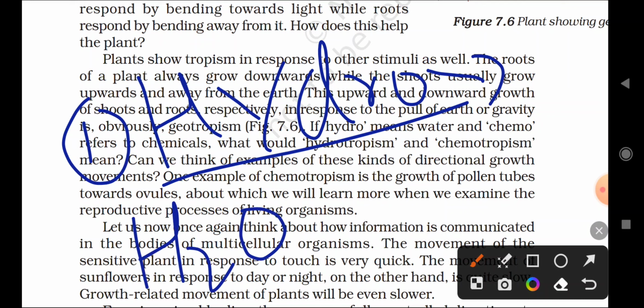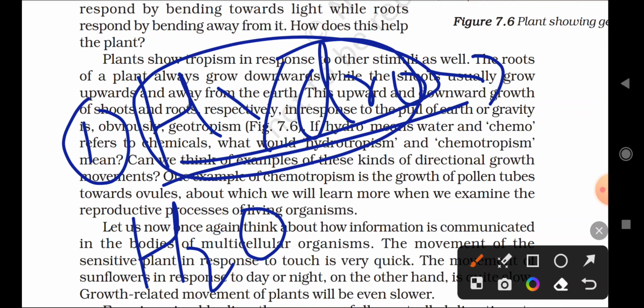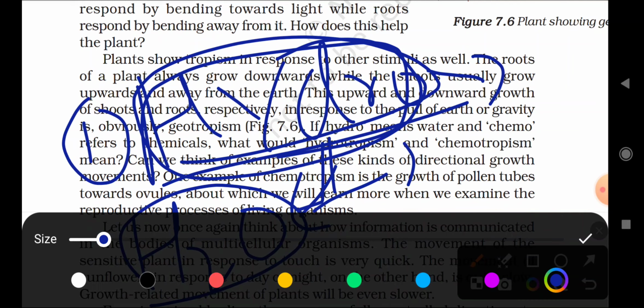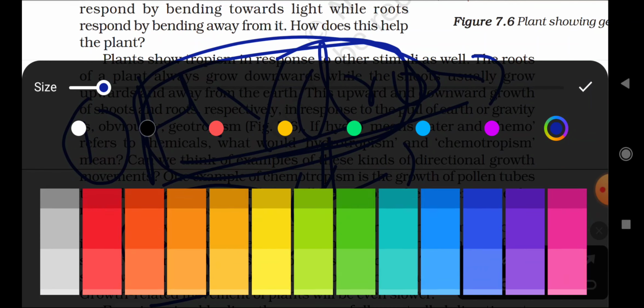Simple. What does hydro mean? Again we split the word. Hydrotropism. Hydro means what? Water. The plant showing response towards the water is called hydrotropism. Simple. What is hydrotropism? The plant showing response towards the water is called hydrotropism.